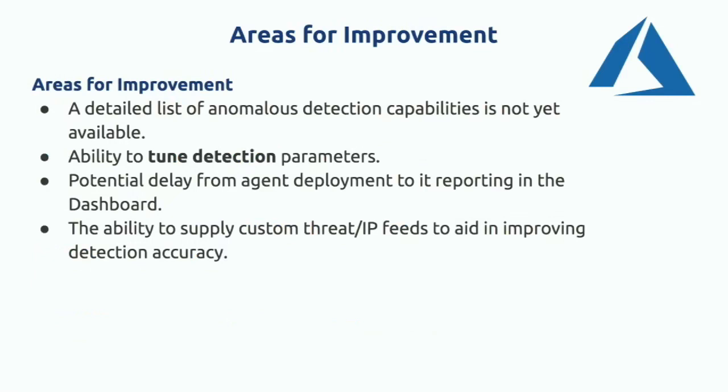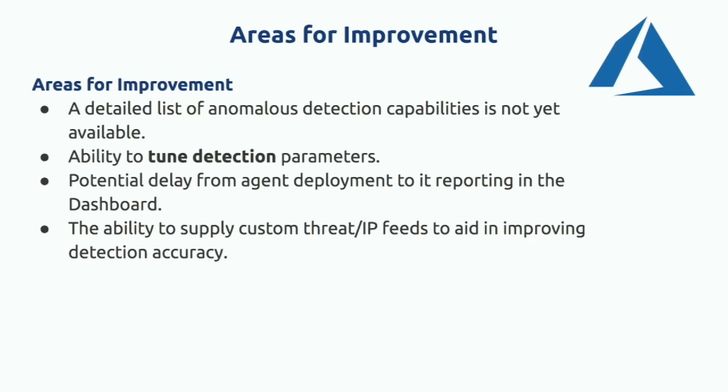Areas for improvement. Some of these are going to be repeated for all three, and I'll get to those at the very end. But the detailed list of anomalous detection capabilities is not yet available. It's still kind of behind closed doors. And the ability to tune those detections is not available to you. So you're trusting that Azure's security teams are alerting you on things that you want to know, but you don't really get a chance to see what those are.